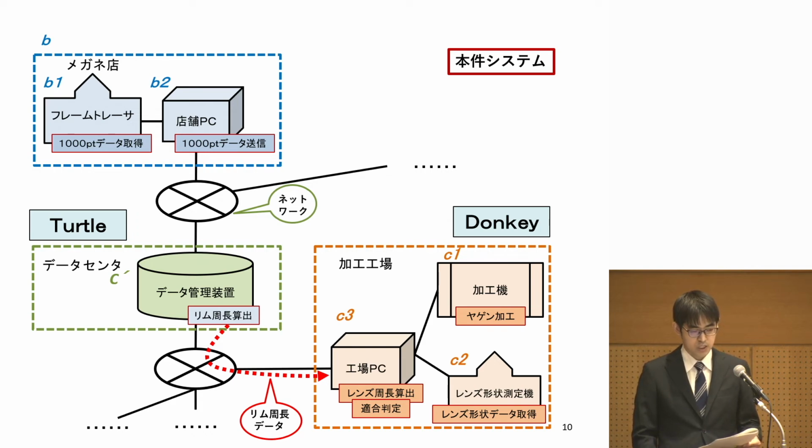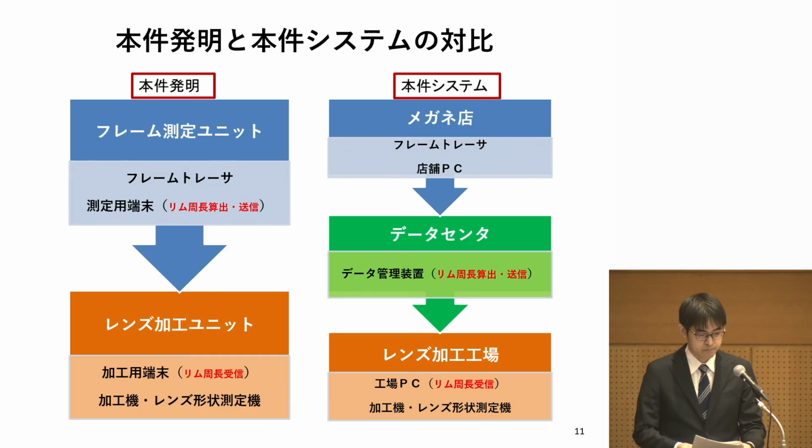The difference between the two is that the calculation of rim circumference is performed by a data management device at the data center operated by Turtle. Please look at slide 11.